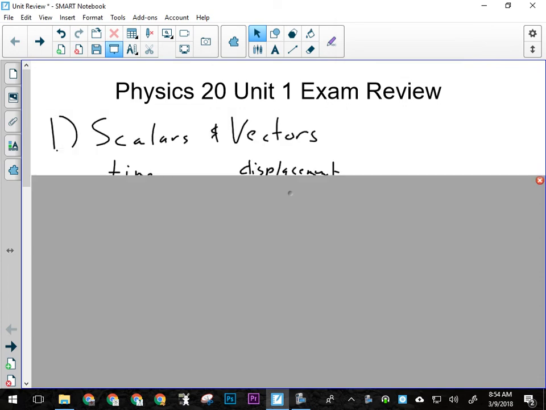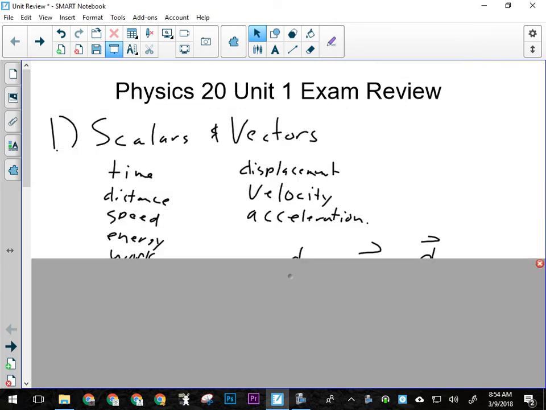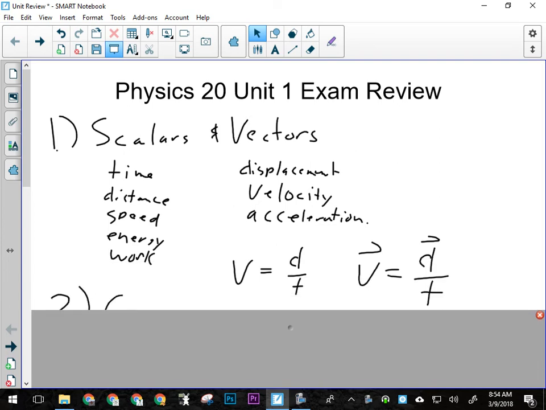Okay, first thing we talked about was basically a review of Science 10. We talked about scalar quantities and vector quantities. We said scalar quantities are things like time, distance, speed, energy, work, although these two things aren't in this unit, but we mentioned them as scalar quantities. So time is scalar, distance is scalar, speed is scalar. We talked about vector quantities: displacement, velocity, acceleration. Those are all vector quantities.